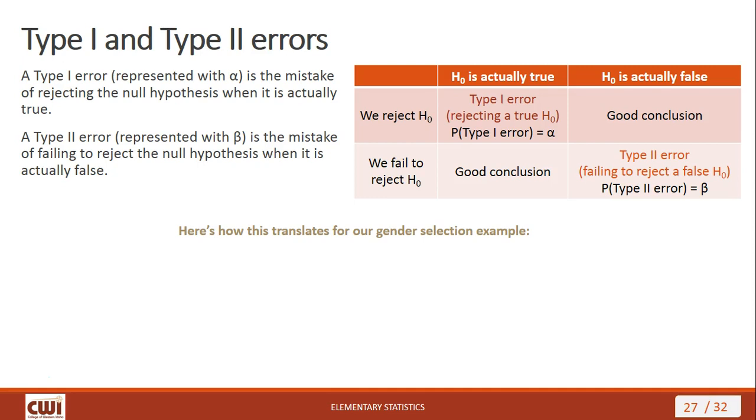The type 2 error is the mistake of failing to reject the null hypothesis when it is actually false. So the probability of committing a type 2 error is represented with the Greek letter beta. So now let's actually translate all of this into statistics for our gender selection example.